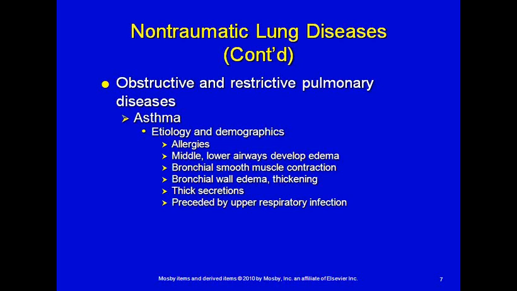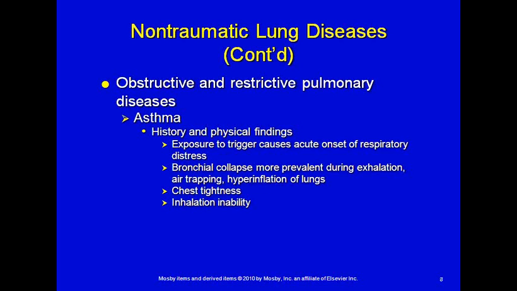Allergies may trigger an asthma attack. Being exposed to certain fumes might trigger an asthma attack. Stress can trigger an asthma attack. So there's a wide variety of triggers, but the lower airways swell, the smooth muscle contracts, the bronchial walls thicken, and secretions are produced. And it's, again, exposure to that trigger that's going to cause an acute onset of respiratory distress.